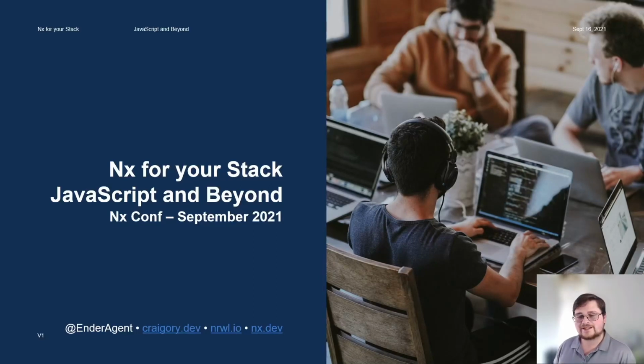Name is Craigory, and in this talk we'll be going over how you can add languages such as .NET, Java, Python, or anything else like that inside of your NX monorepo, even though it's not something that's explicitly supported.